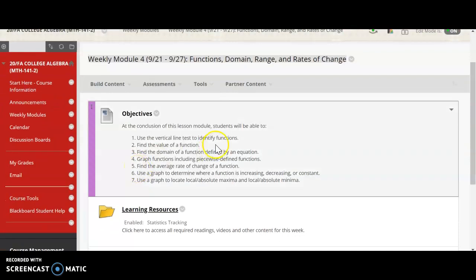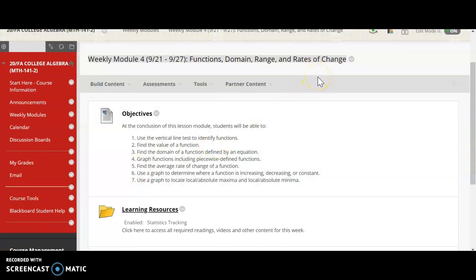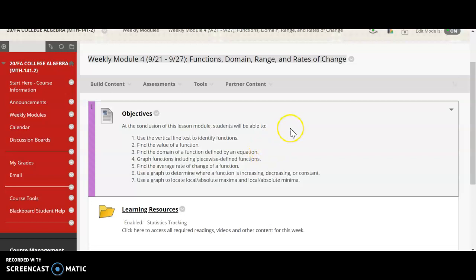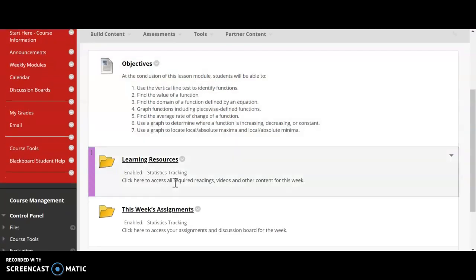And for this week, we will be continuing on exploring the functions, domain, range, and the rate of change. So for functions, we will be introduced to the piecewise defined functions, and we'll be talking more about the average rate of change. And also, we'll be talking about the local and global minimum and maximum points of graphs.